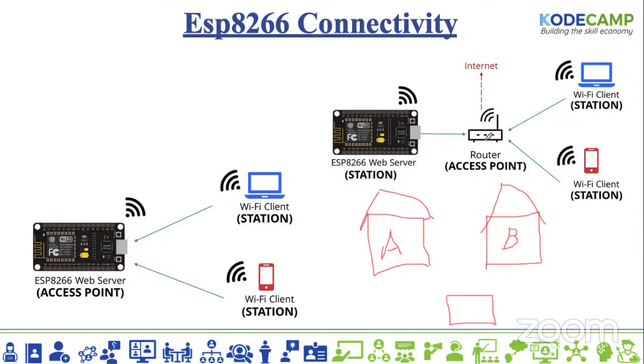So you can set it as an access point, or as a station where you connect to a device. When you're setting it as a station, you need the SSID of the device you are connecting to. You need the SSID and the password if it's protected.